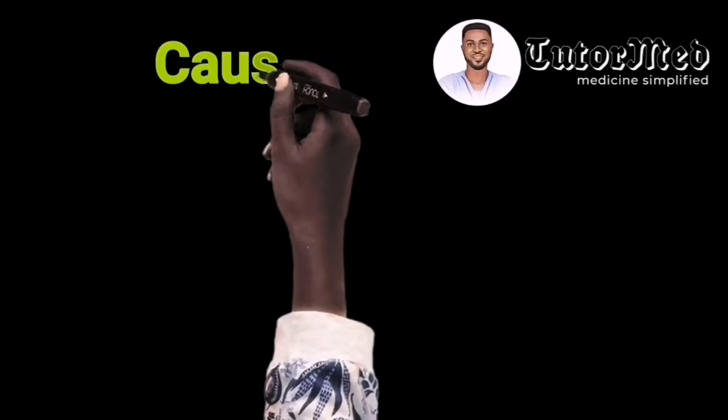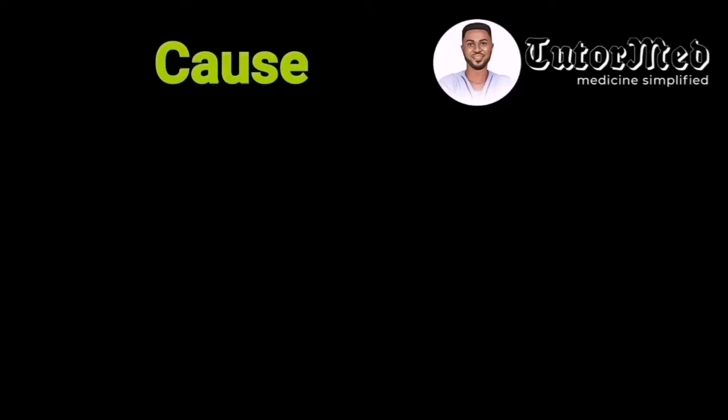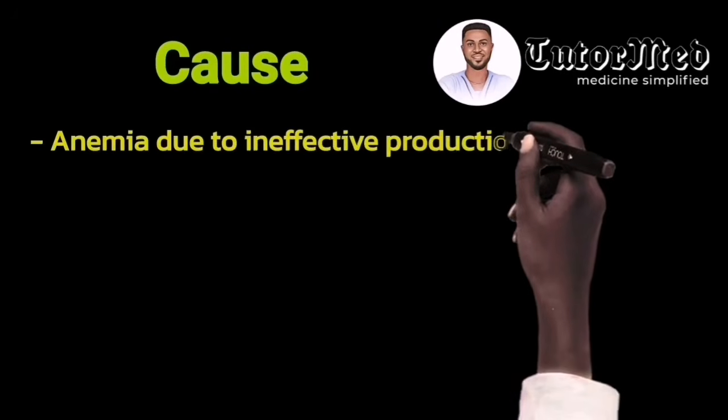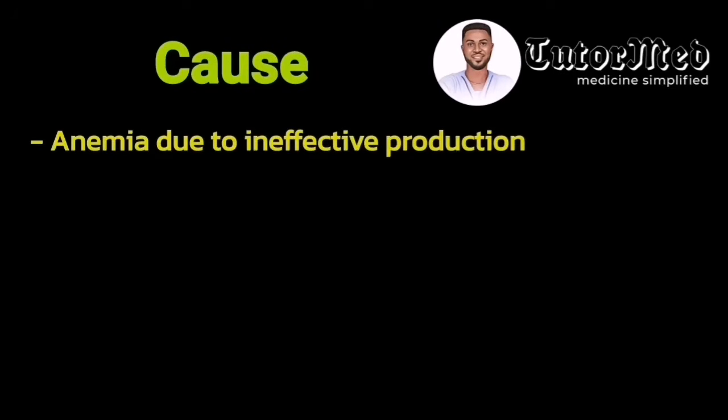Alright guys, now let us review how the causes of anemia can be classified. So we can classify anemia as anemia due to ineffective production, anemia due to increased destruction or sequestration, and anemia due to blood loss. And so for anemia due to ineffective production, the patient is anemic because you are not producing the red cells enough.